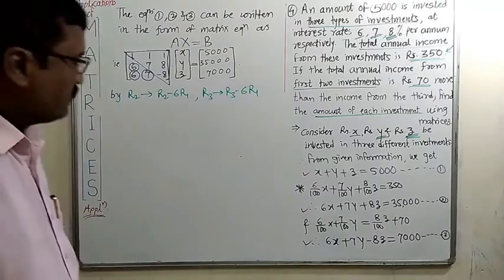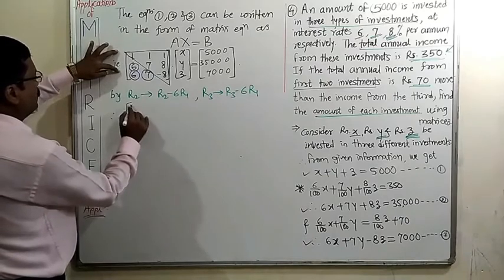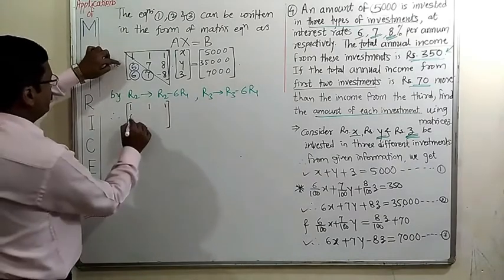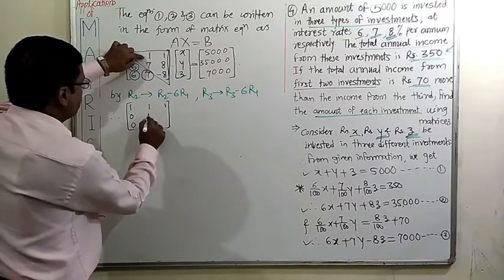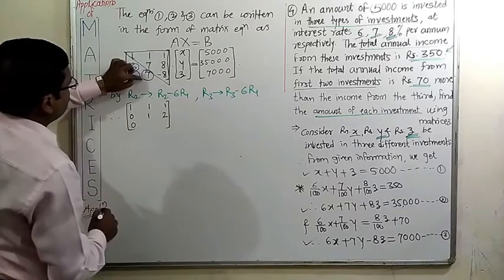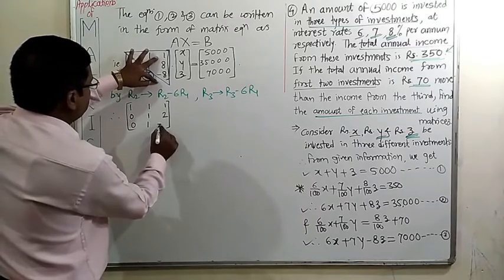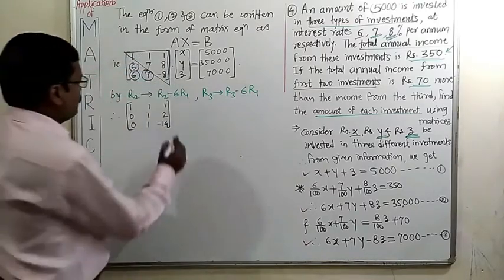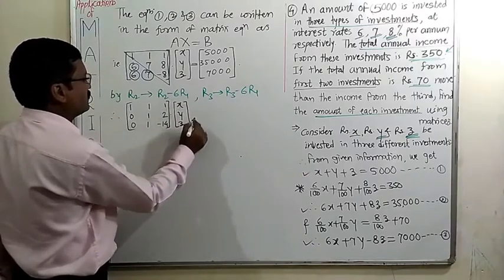Let us see what changes are here. The first row is unchanged. 6 minus 6 becomes 0. This 6 minus 6 becomes 0. 7 minus 6 times this, so we get 1. 8 minus 6 times 1, so we get 2. Then 7 minus 6 times 1, again we get 1. Minus 8 minus 6, so we get minus 14. Okay. Here this matrix has no change. Equal.